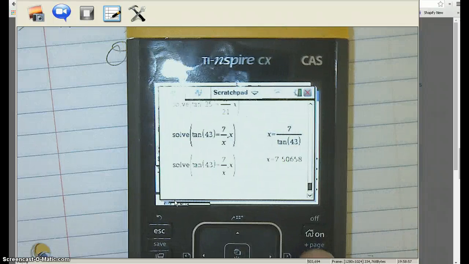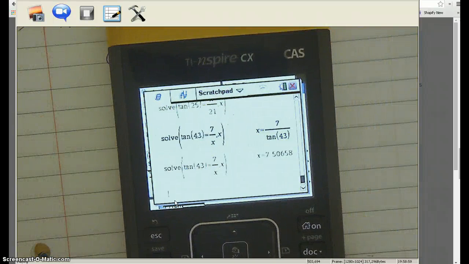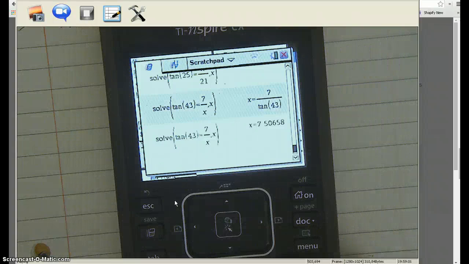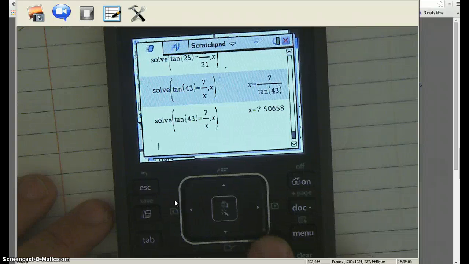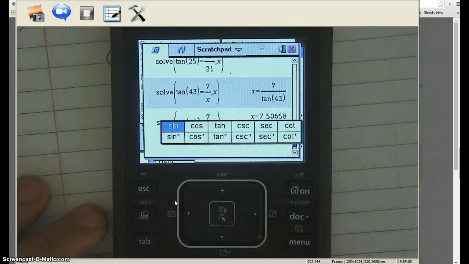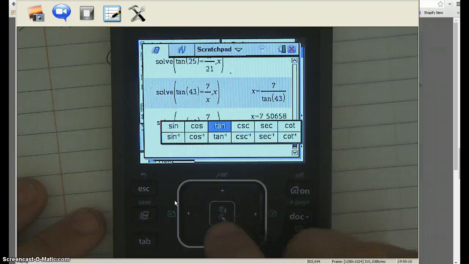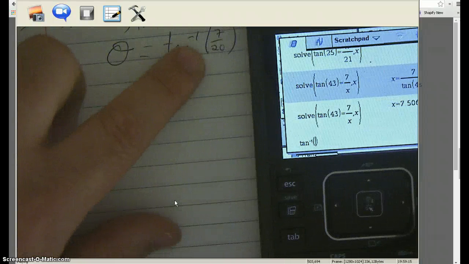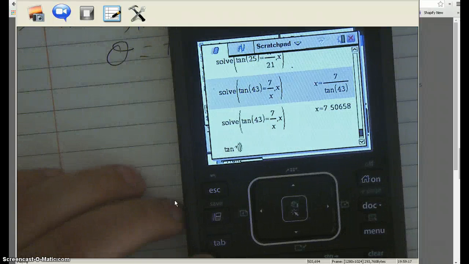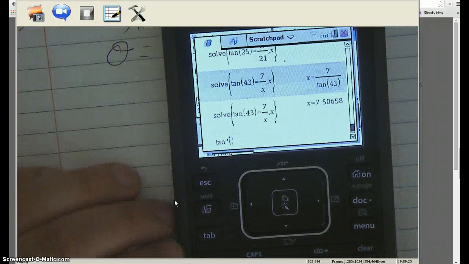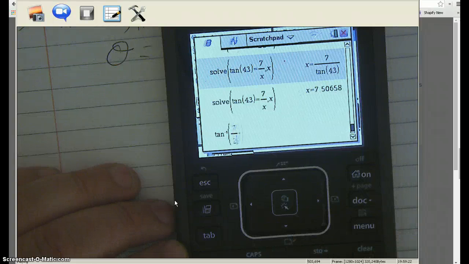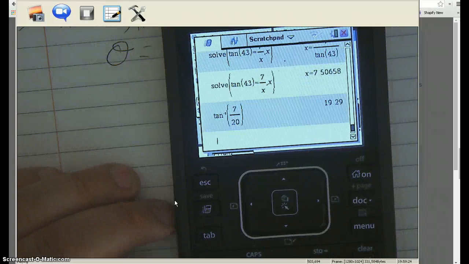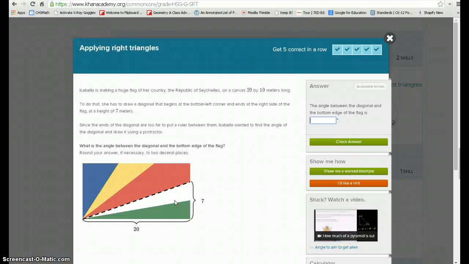So how does that look on the calculator? Well, it looks something like this. You remember that we have the trig functions down here, and I'm sure you've seen this, maybe noticed it by now. When you hit your trig functions, there is the inverse tangent. So we're just going to put in 7 over 20. So control divide gives me the fraction template, and I go 7 over 20, and then I'll just hit control enter, and I get 19.29. So this will be my answer that I'll put in here.